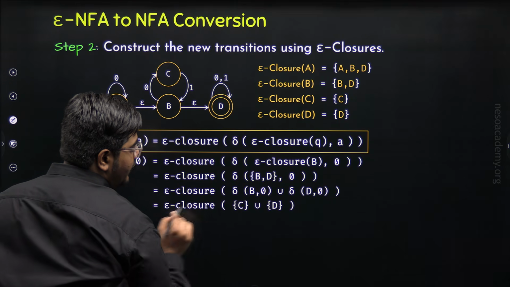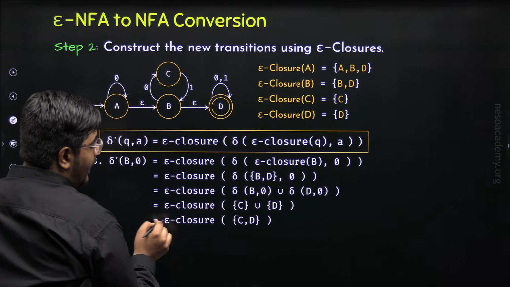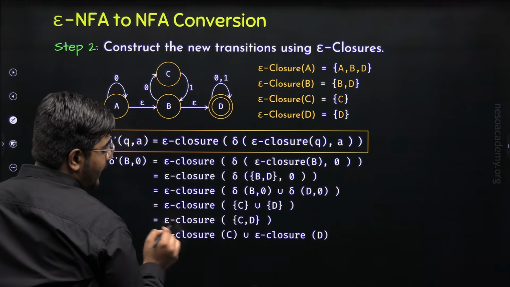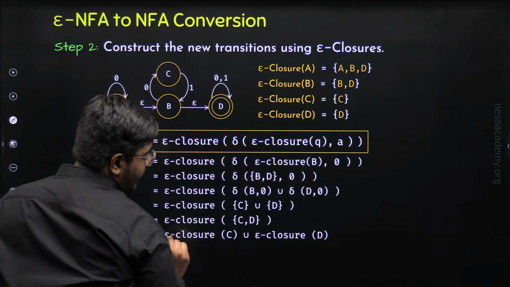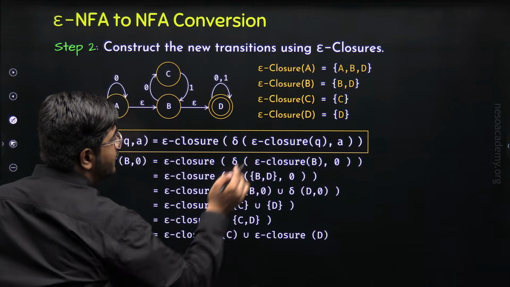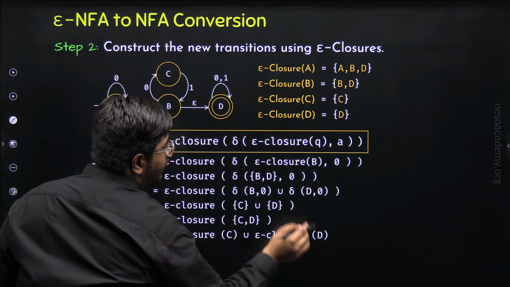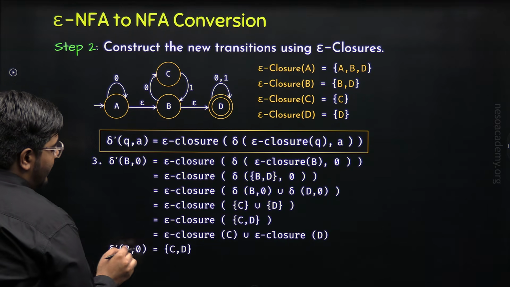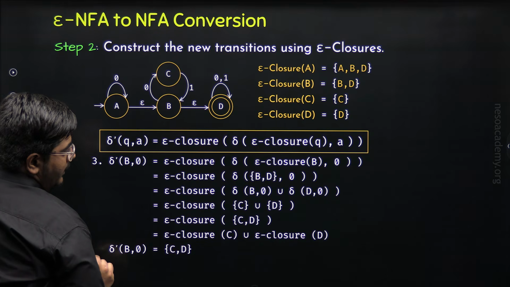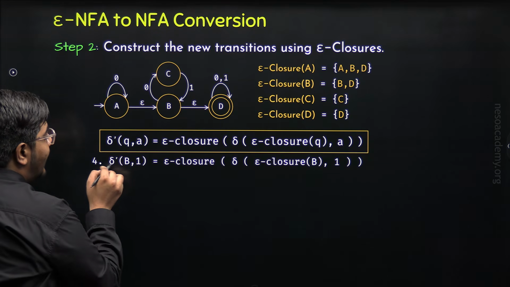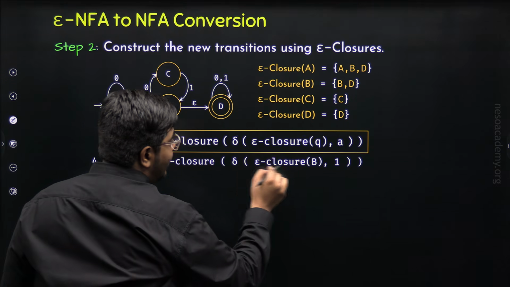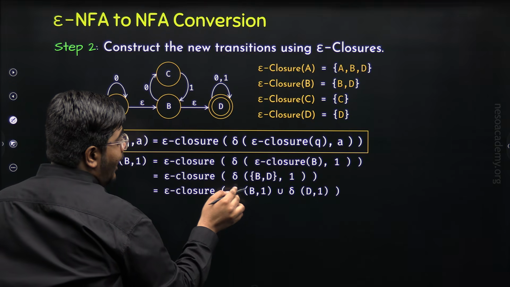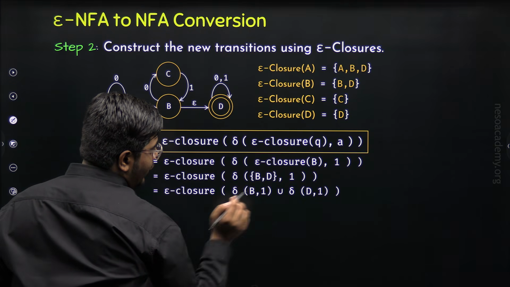Now on taking the union of these two, we will get C, D, and epsilon closure of C, D can be written as epsilon closure of C union epsilon closure of D. And epsilon closure of C is C and epsilon closure of D is D. So finally on taking the union, we will get delta dash B, 0 is equal to C, D. Now we will calculate delta dash B, 1. Epsilon closure of B can be written as B, D.